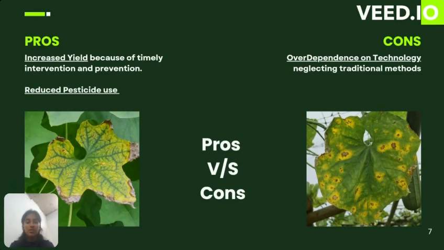The pros and cons of the model were that the pro is that we have an increased yield because we have timely intervention and prevention of this symptom, and this would also help reduce pesticide use because early intervention will help to remove those leaves or to prevent it. But the con is that there's a major overdependence on technology, which can lead to a little decrease in the traditional methods. Now I would like Ritik to take over and explain the web app properly.